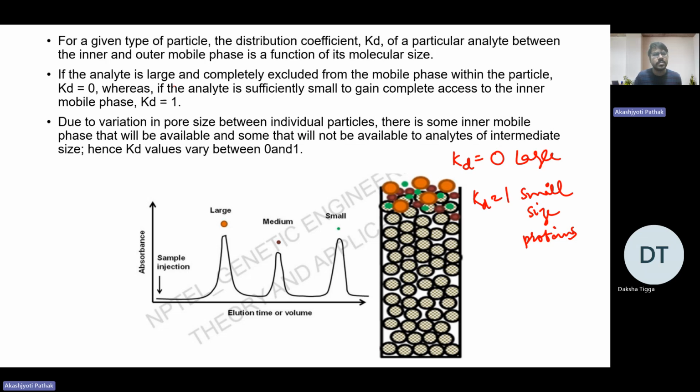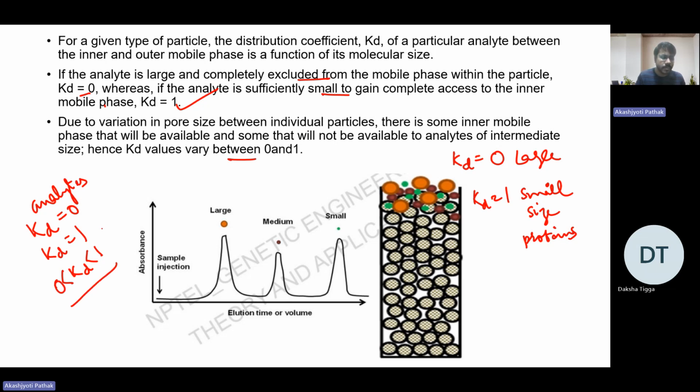Remember this: KD equal to 0 means that such a molecule will be completely excluded. If the analyte is sufficiently small to gain complete access, then your KD will be 1. And due to variation in pore size between the individual particles, there is some inner mobile phase that will be available and some that will not be available to analytes of intermediate size. Such analytes will have values between 0 and 1. So in size exclusion chromatography, your analytes can have KD equal to 0, KD equal to 1, or KD lying between 0 and 1.